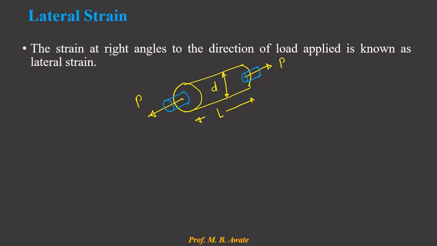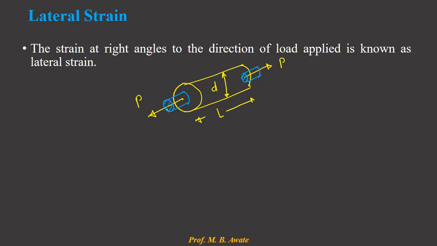Okay, so what is the definition? The definition is the strain at right angles to the direction of load applied. See here, we have applied the load here, and this is the strain which is acting at right angles. It means we are going to talk about the change in dimension on the cross section of a body, whatever changes have taken place due to application of load, at right angles to the direction of load. Okay, we are talking about the changes in the cross section.